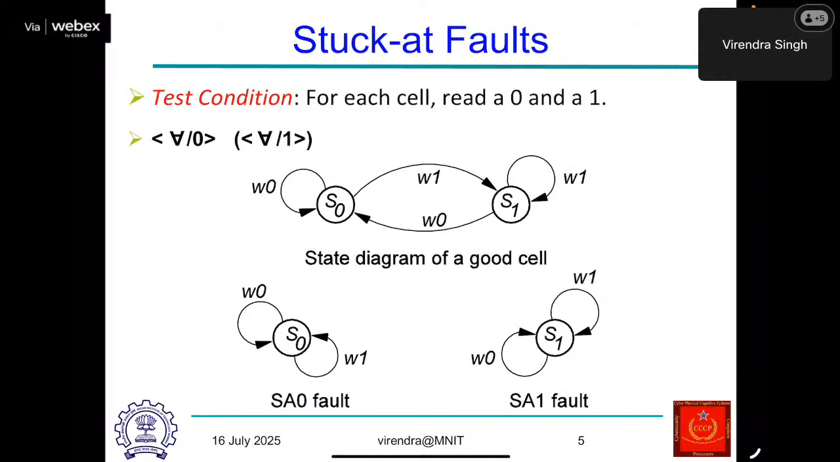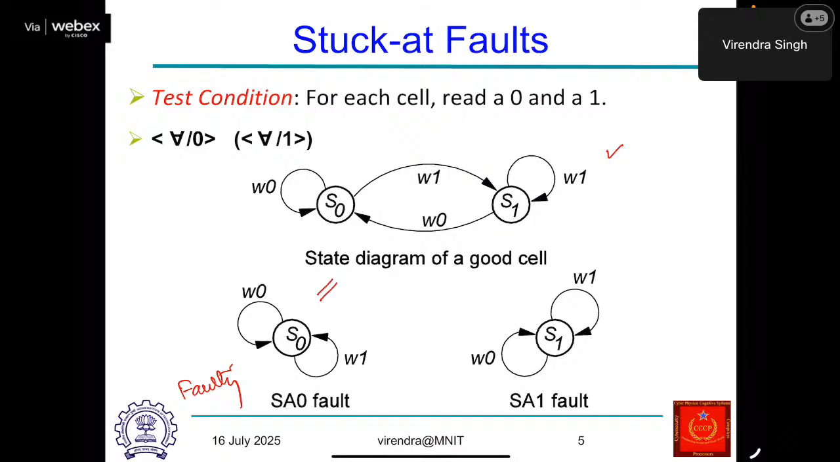So for that we looked at two state diagrams yesterday. One is the state diagram of a single cell, showing how it transits from one state to another state on a request of write, and another one is the faulty cell, which will give you a transition diagram like this. There is only one state, and the second state it cannot transit to, and therefore now you have to check how to distinguish these two.